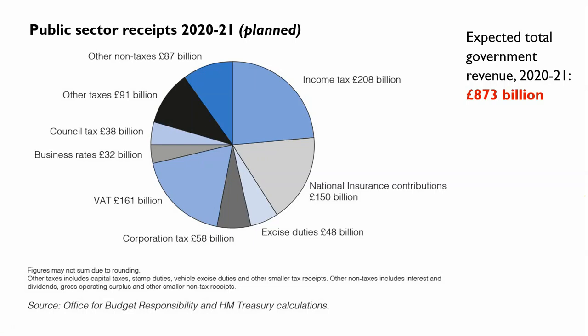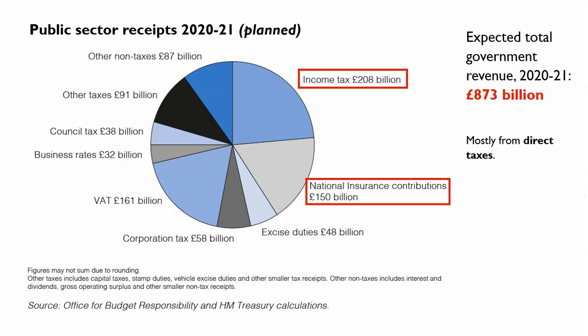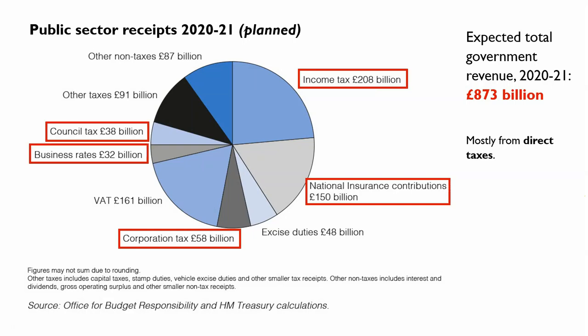Most of this tax revenue comes from direct taxes. So income tax is a tax on income, as are national insurance contributions, corporation tax, council tax, and business rates. All of these are linked to the income of a firm or of an individual. VAT and excise duties are indirect taxes, and other taxes, the 91 billion there, include a mix. So direct taxes take up most of where the government gets their money from. And we'll think in the next video about why that might be.